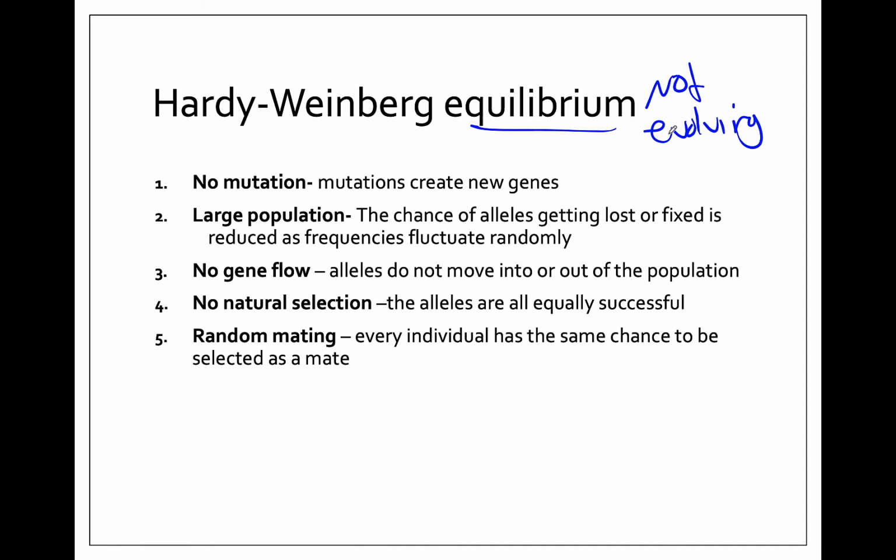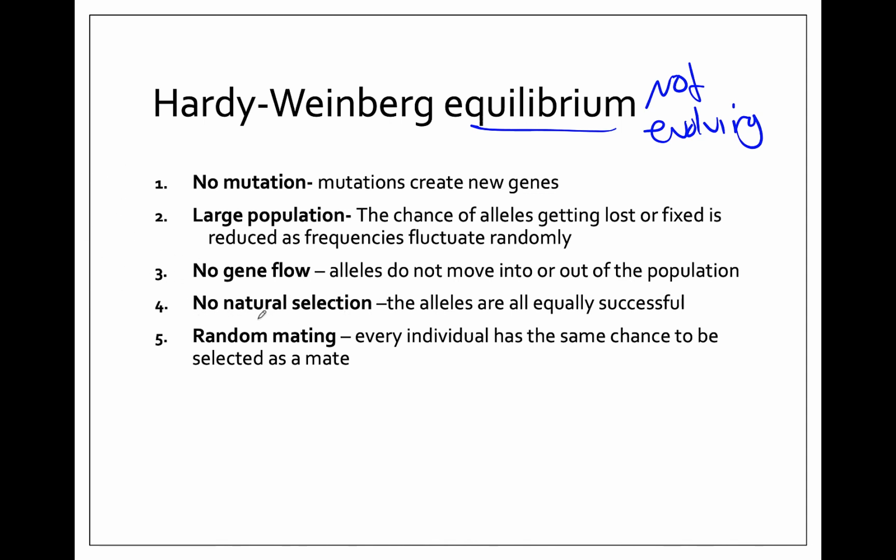A large population. This means that the random chance of kind of losing one allele or just random fluctuations don't really affect the population. We're looking for something really big. 10 individuals is not a large population. No gene flow. Gene flow is the movement of alleles either into, so immigration, or out of, emigration, of a population. So no gene flow means that all of the individuals in the population are staying in the population, and no new individuals are coming into the population. Maybe they built a wall.